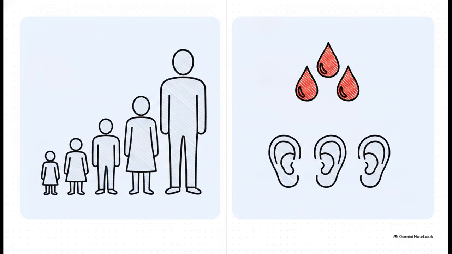The second bucket is discontinuous or discrete variation. These fall into strict, separate categories with absolutely no in-between. You either have type A, B, AB, or O blood. You either have attached earlobes or free earlobes. There's no middle ground there.